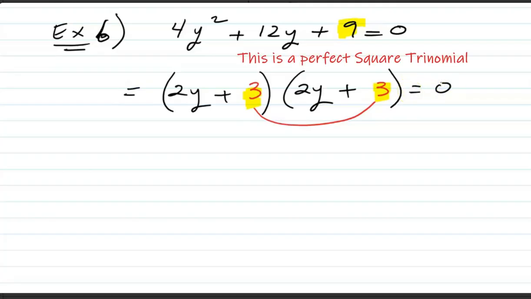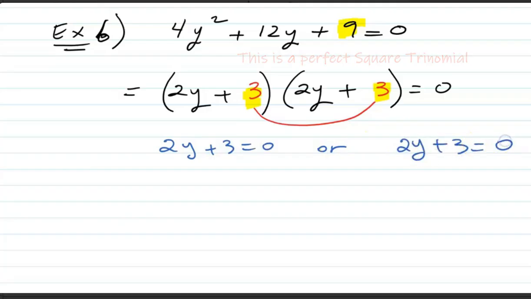Great. We're going to follow the zero product rule. So either 2y plus 3 equals 0, or 2y plus 3 equals 0. Now that's silly because we're repeating that, but I just want to make sure that you see that. You write it down every time, but in this case they're both the same, so if you solve for one of them, you're done. So let's go ahead and solve for y.